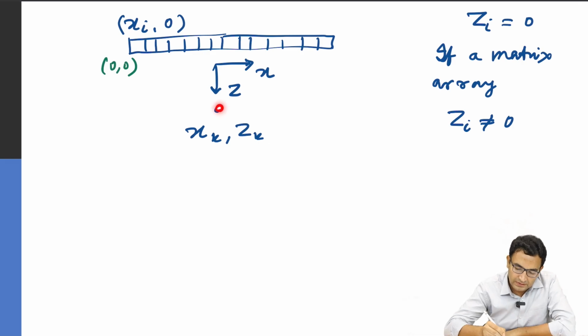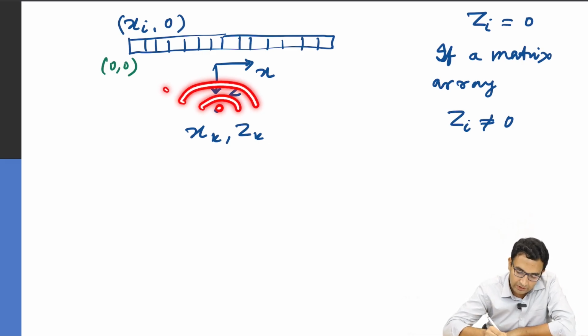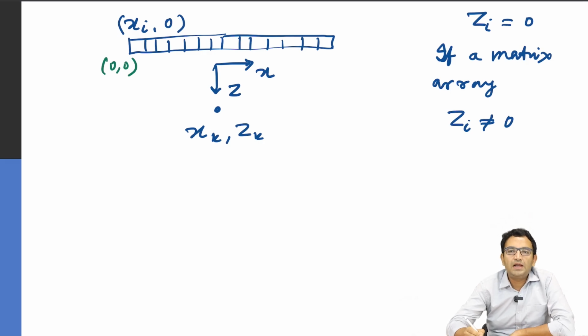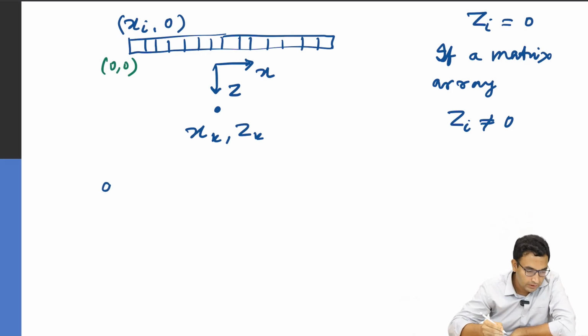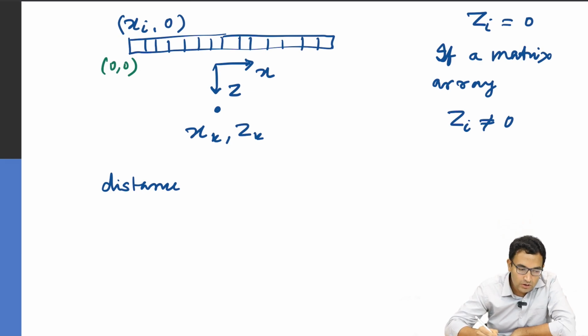So if a signal is being received from this point, right, like this, at what time delay will it be received? So let's calculate the distance first. If I want to calculate the distance from any point on this array which is located at xi, right, then I can use the distance formula from coordinate geometry.